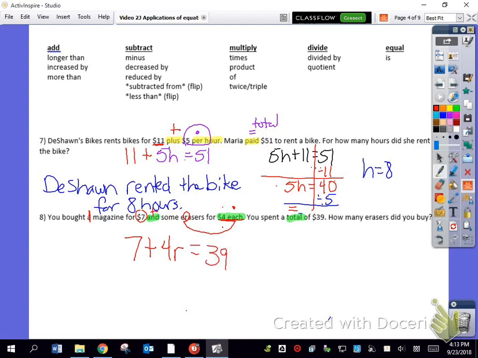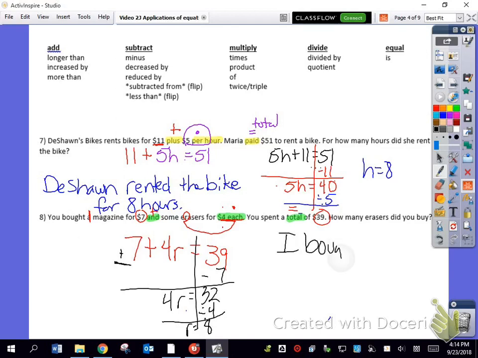Okay? So set up and solve it. Now look in front. If there's not anything in front, it's like a plus 7. So the opposite of adding 7 is to subtract 7. So 4r equals 32. The opposite of multiplying by 4 is to divide by 4. So r equals 8. So how many erasers did you buy, or did she buy, or you? It didn't give a person, so you'd say I bought 8 erasers.